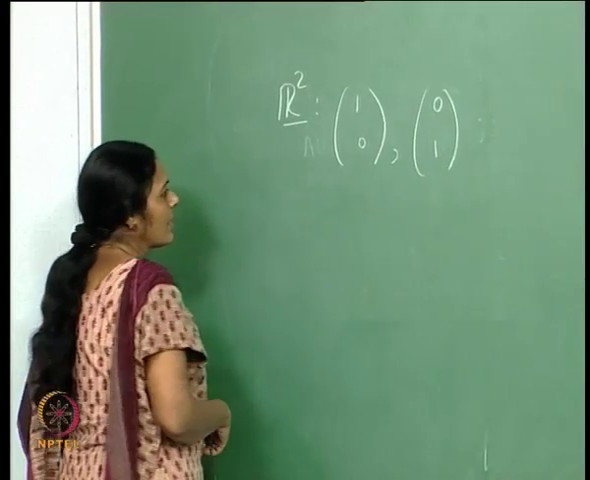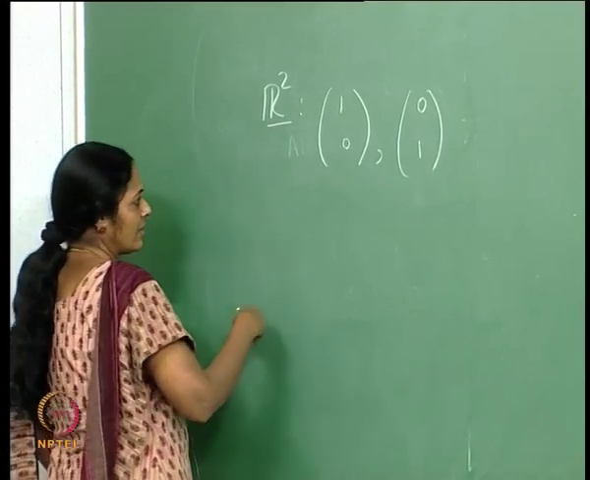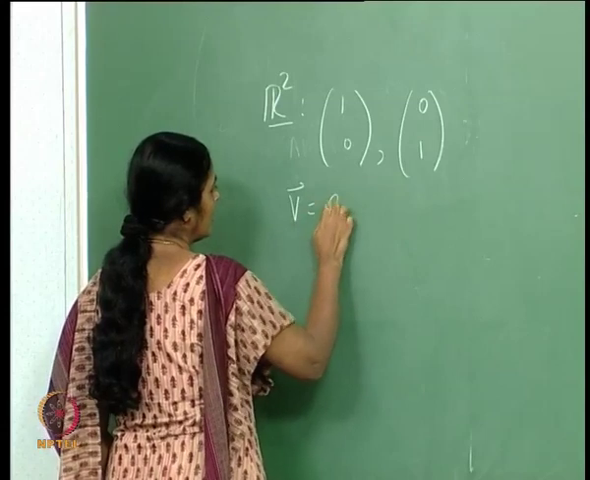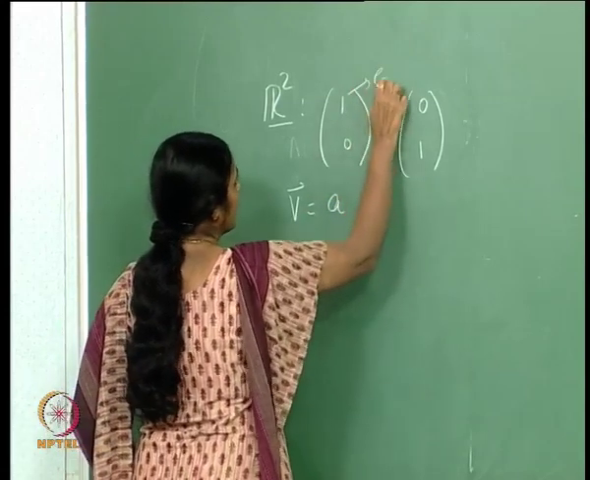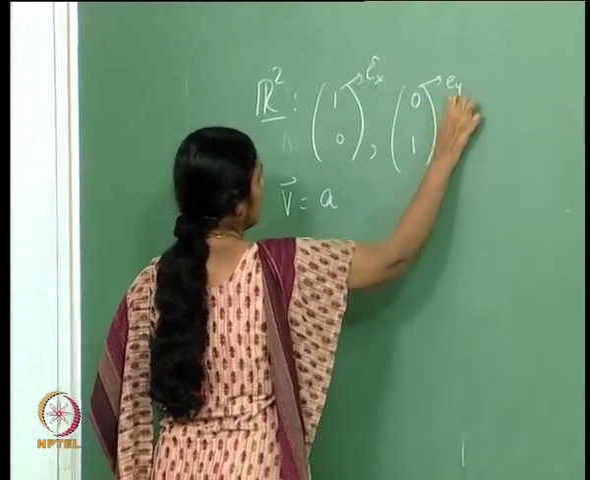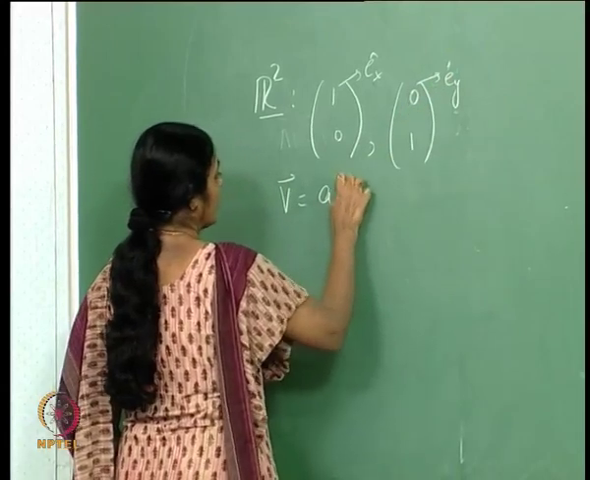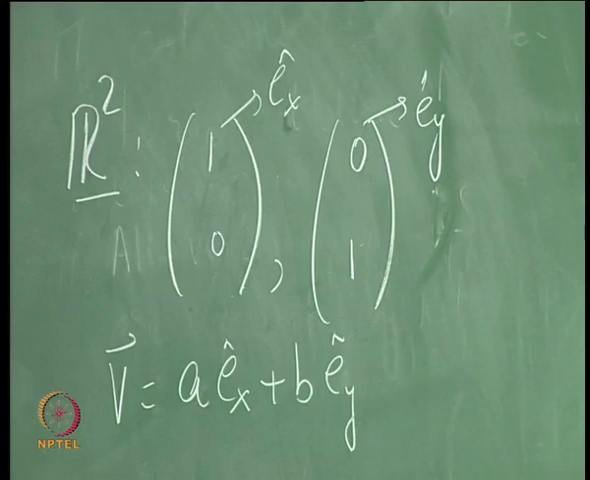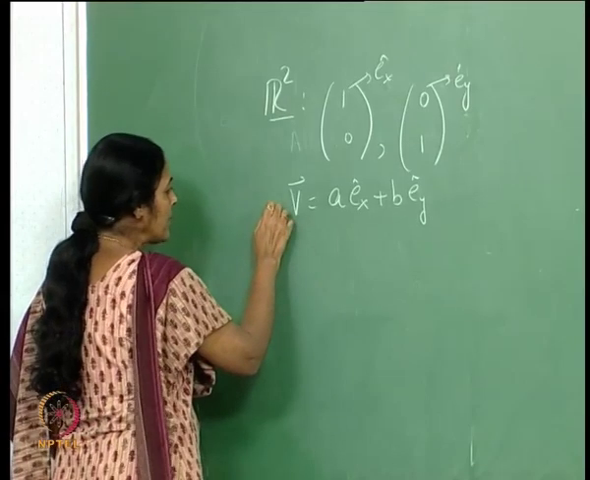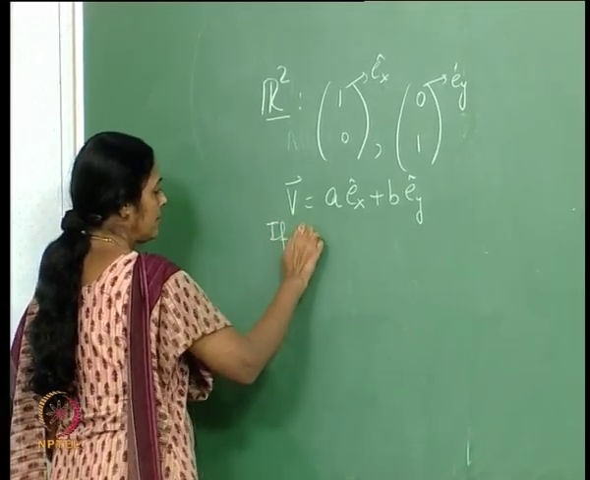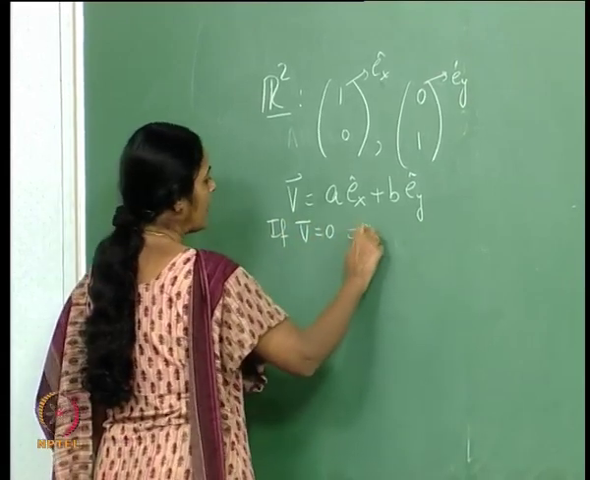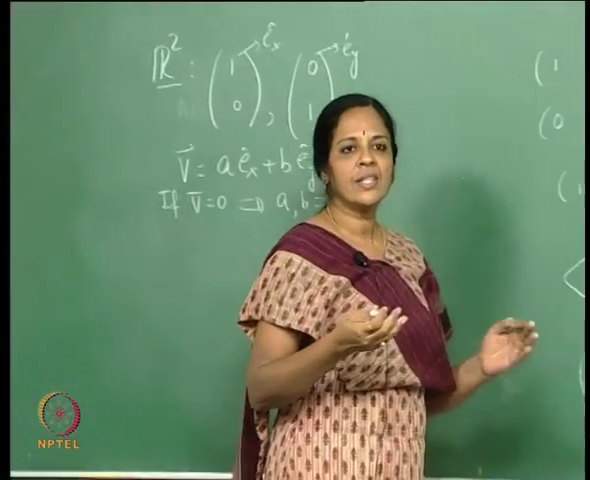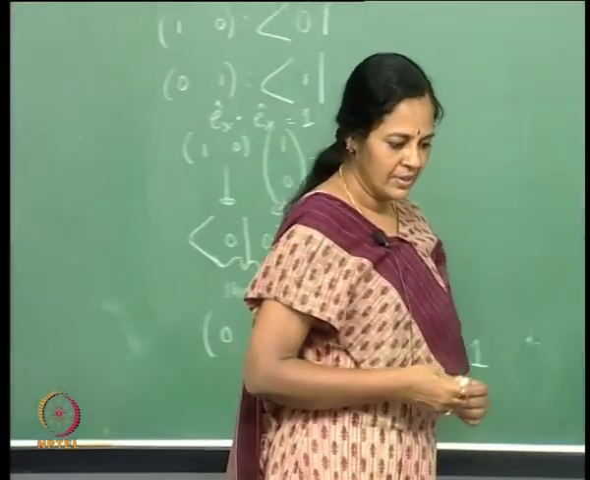These vectors are linearly independent because if I construct a vector v, which is A times Ex plus B Ey, and if v is 0, it implies that A and B are 0. So, Ex and Ey are linearly independent.